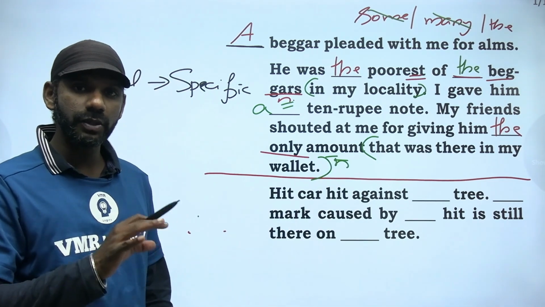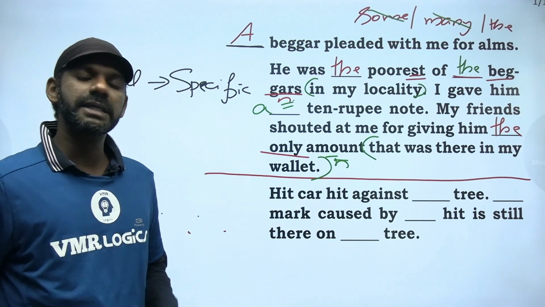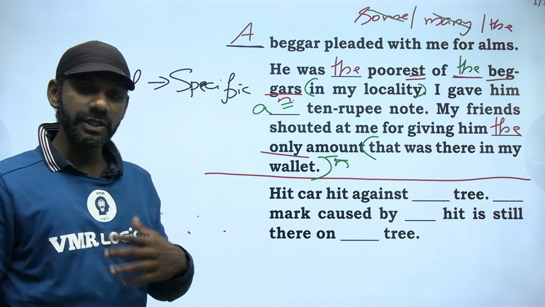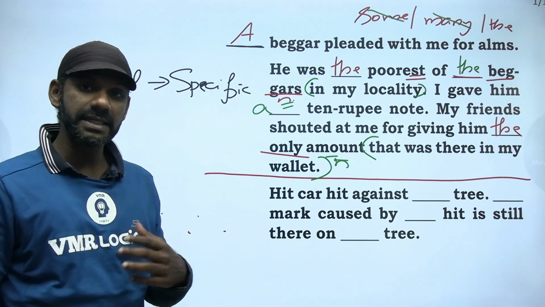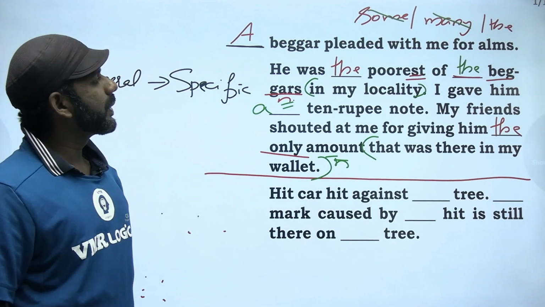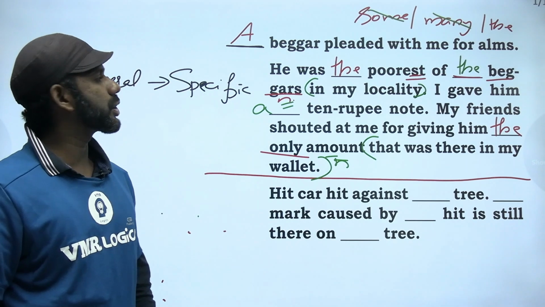So it must be the only amount that was there in my wallet. So, to be able to understand the meaning of a sentence, you can make some educated guesses about the articles that need to be used to fill in the blanks in the sentence. Right? Now we'll see whether the paragraph makes sense or not.